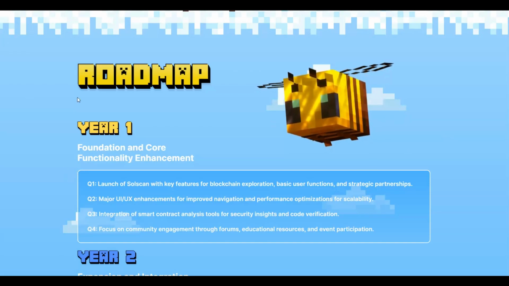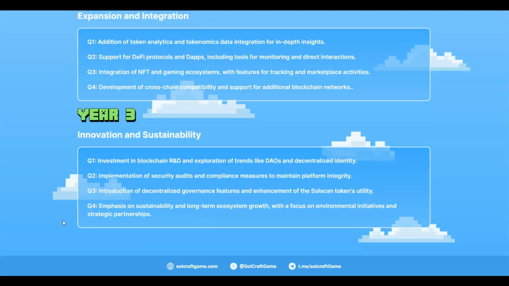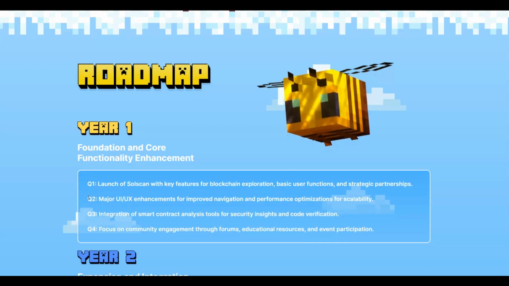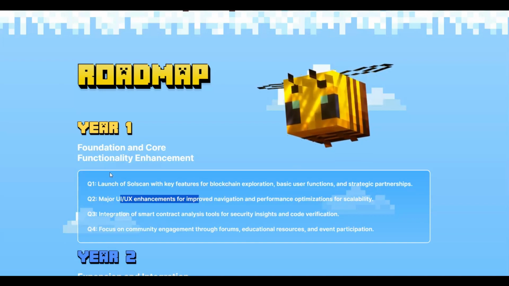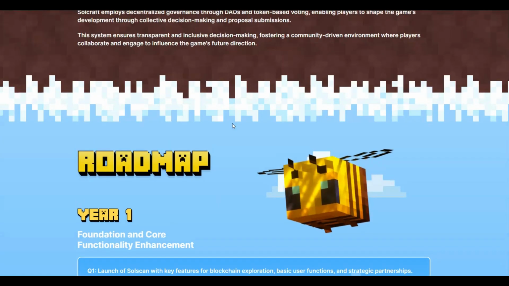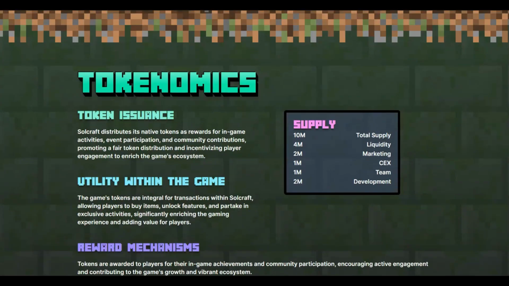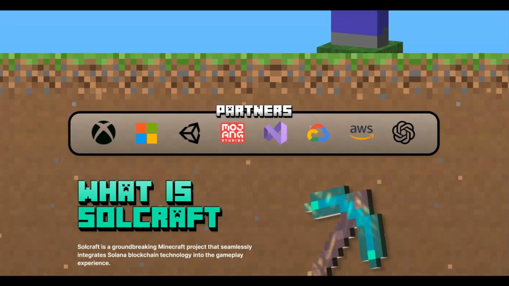And obviously as well, a roadmap. They have a roadmap for 3 years. Now we're in year one, quarter two. Enhancement to the UI, obviously building up and releasing the coin, the token, will be very important indeed, and hopefully they will put a lot of work in later to make it a success.